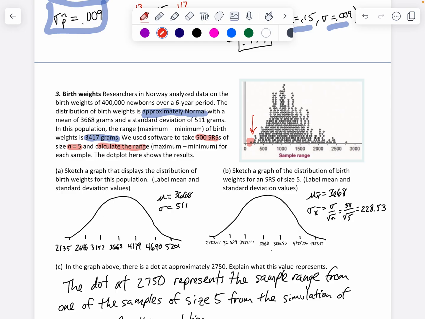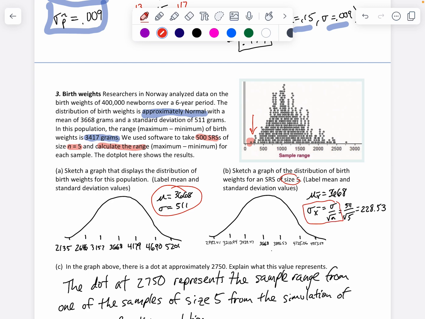Parts A and B are to sketch the distributions. One is just birth weights in general. The second one is if you take a sample size of 5. So this is simply a normal curve because they told us it was approximately normal, going 1, 2, 3 standard deviations out using our original data. But the difference in letter B is that they take a sample size of 5. Again, when sample size goes up, variability, standard deviation, goes down. You now have to use your standard deviation equation.